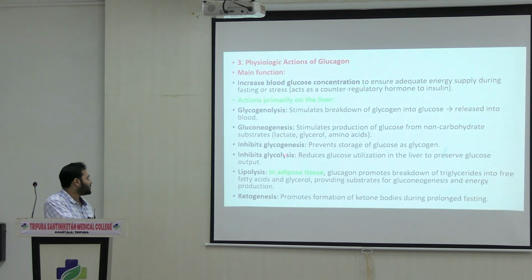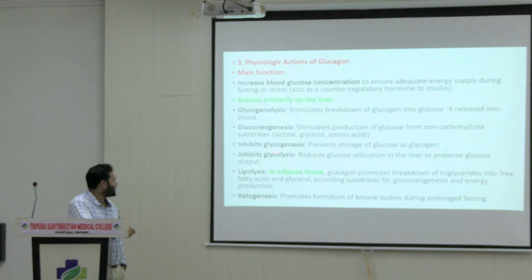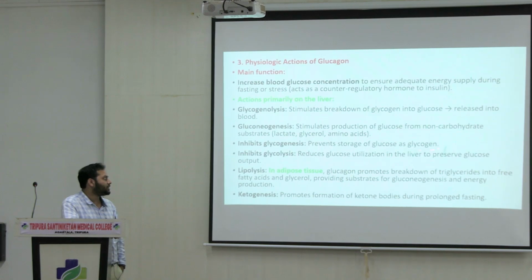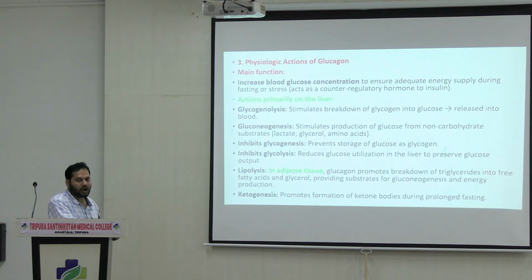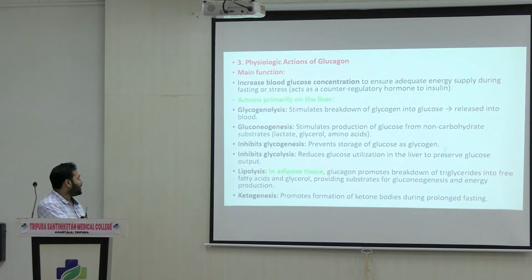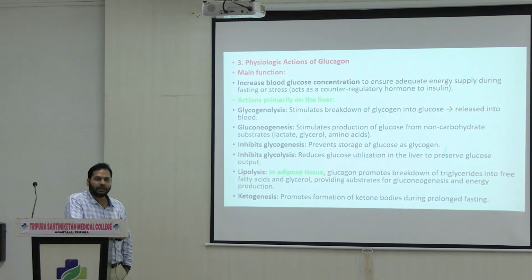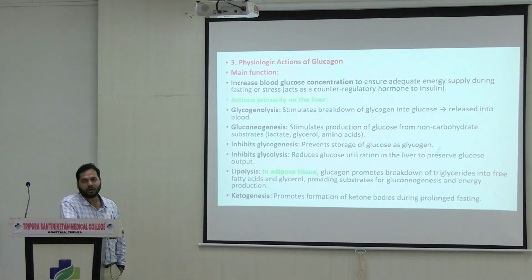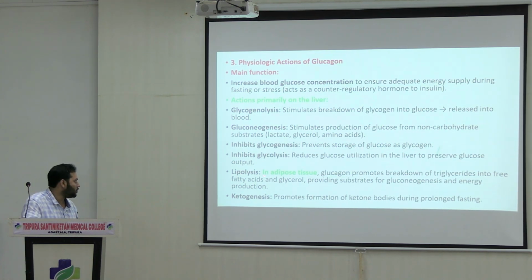At the same time, if you see the role of the glucagon hormone in glycolysis, there is an inhibitory role. It reduces glucose utilization in the liver. That is very useful because it helps to preserve the glucose output. The glucagon hormone is not only involved with this type of metabolic event; if you see the breakdown of lipid, that is also influenced by the glucagon hormone.